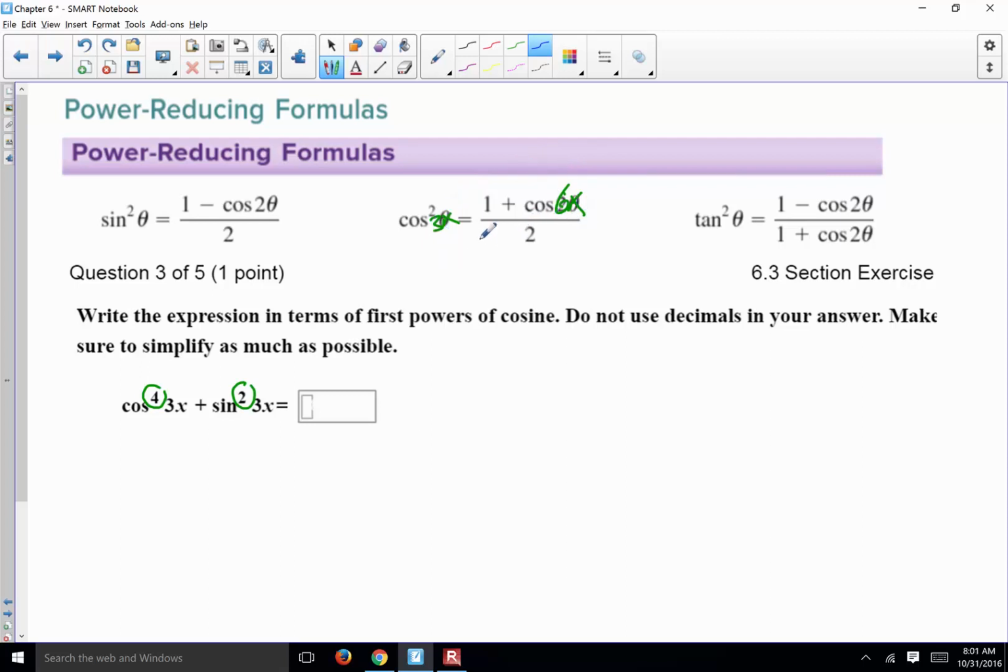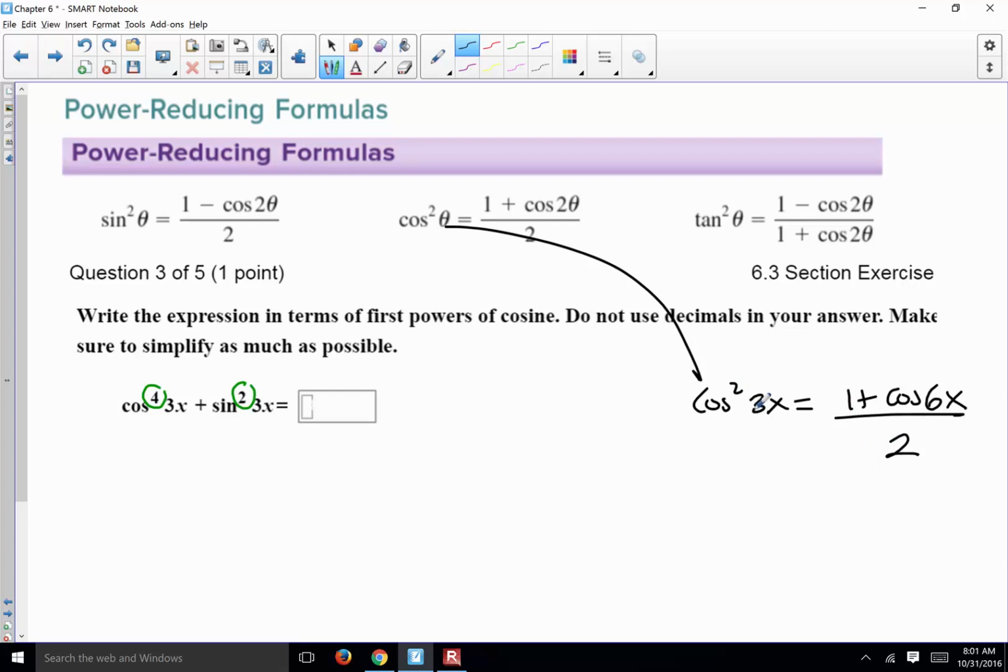Okay? So since I see 3x here, I will copy this formula. Instead of theta, 3x. And what will be the right side? Since it's twice the amount of the left, what is twice of 3x? It is 6x. Okay?